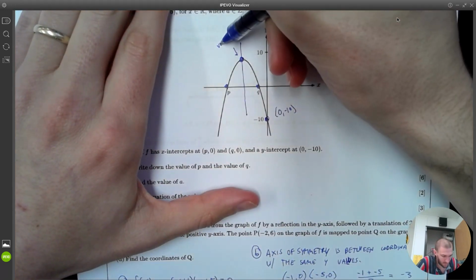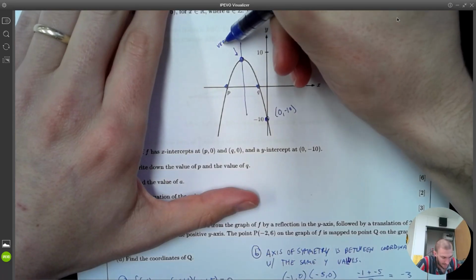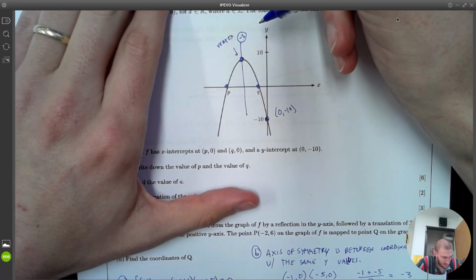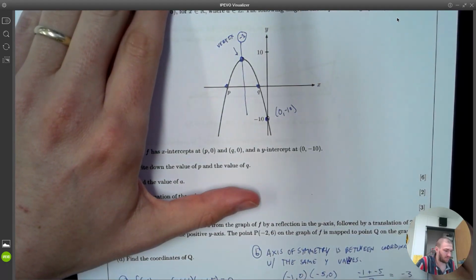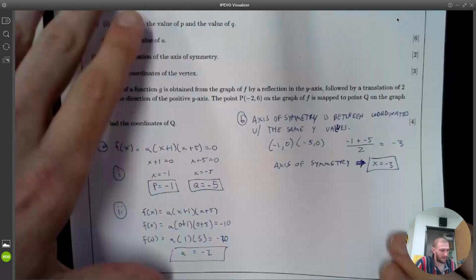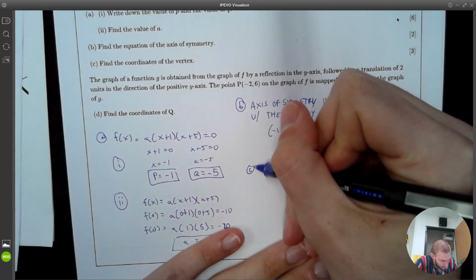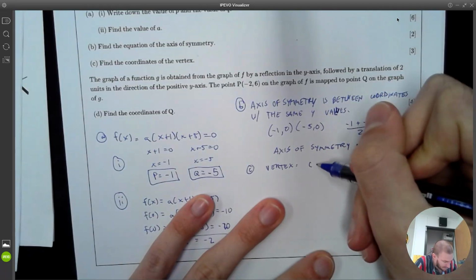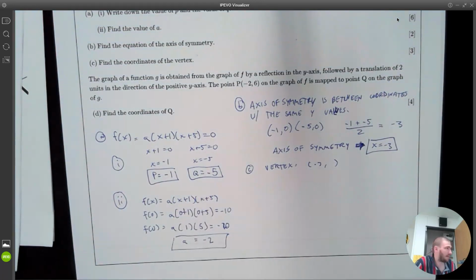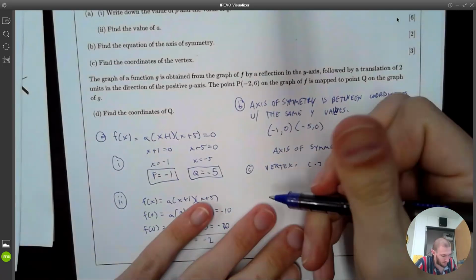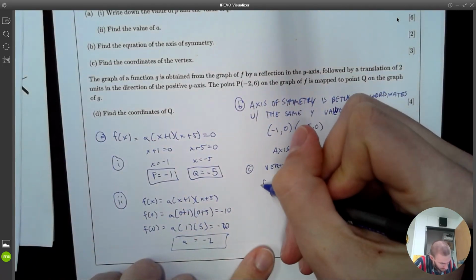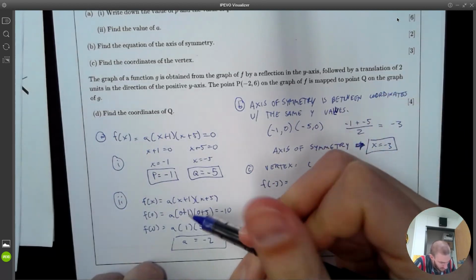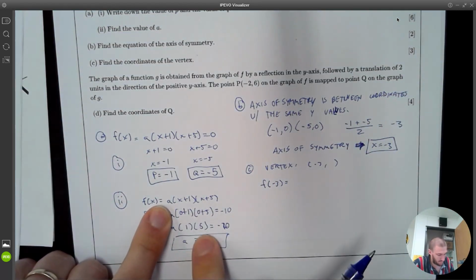This is the vertex right here. And since I know that the axis of symmetry is at negative 3, and that's the x value, then all I need to do is find the y value. I know, for example, that my vertex is negative 3 something. I just don't know what it is. So in order to figure it out, I could do f of negative 3 is equal to, take my equation here, and I'll put the negative 2 there.